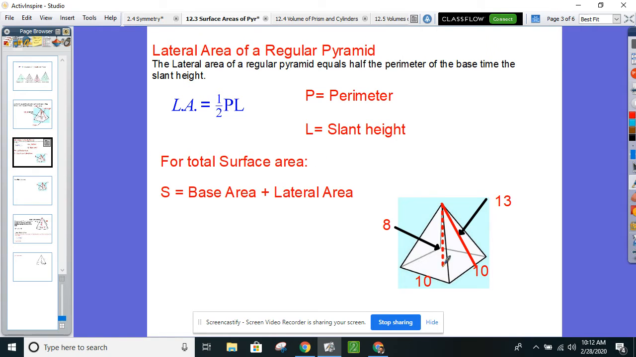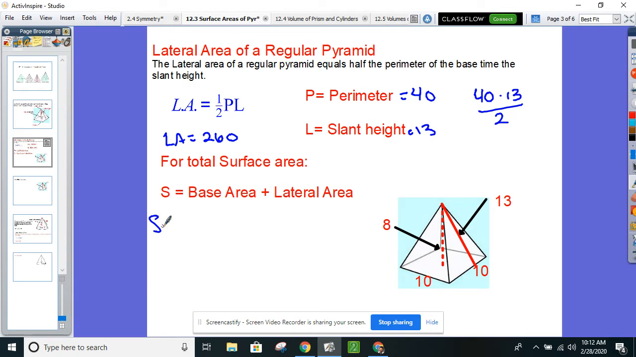So for example, on our problem here, the perimeter is 10 plus 10 plus 10 plus 10. We get 40. Let's look at our slant height. Our slant height is 13. Remember, it's not 8, it's 13. So in our handy dandy calculator, we'll do perimeter times slant height divided by 2. 40 times 13 divided by 2 gives us 260. So our lateral area equals 260.